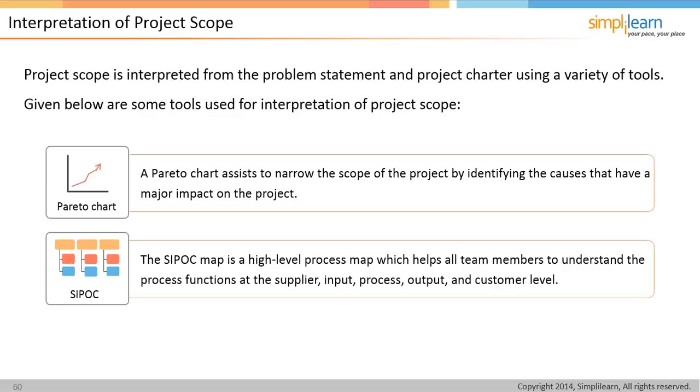Your scope is going to be interpreted from the problem statement and the project charter using a variety of tools. Here are a couple of tools that you might use to interpret that scope. Something called a Pareto chart. You might have heard of the 80-20 rule.